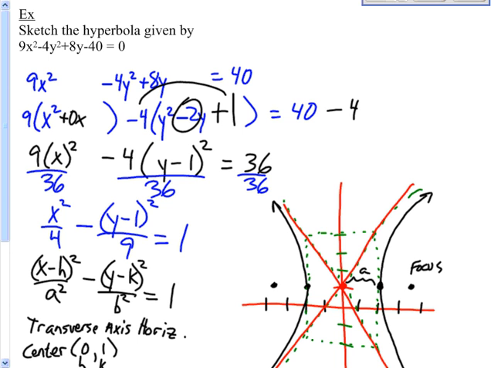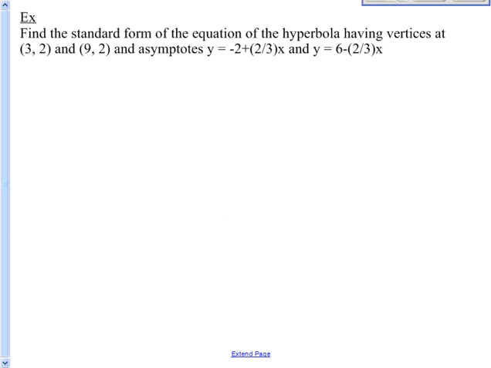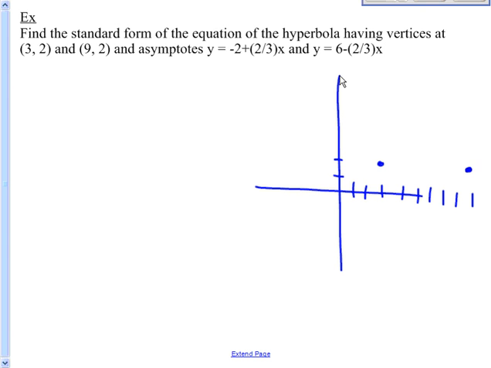And we should have had the equation. This was your equation, right? Oops, the square's in there as well. Okay. Find the standard form of the equation of a hyperbola having vertices at (3, 2) and (9, 2), and asymptotes y = -2 + (2/3)x and y = 6 - (2/3)x.